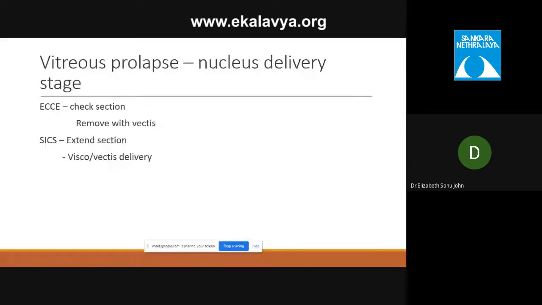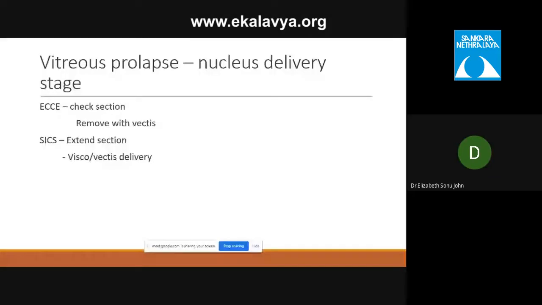Okay. So suppose there's a vitreous prolapse during nucleus delivery. So if it's an ECCE, check the section, extend the section, and with the vectis you can remove the nucleus. And in SICS also, again, extend the section with your scissors on either side, and then you can put visco to gently elevate the nucleus, and then do it with the vectis.